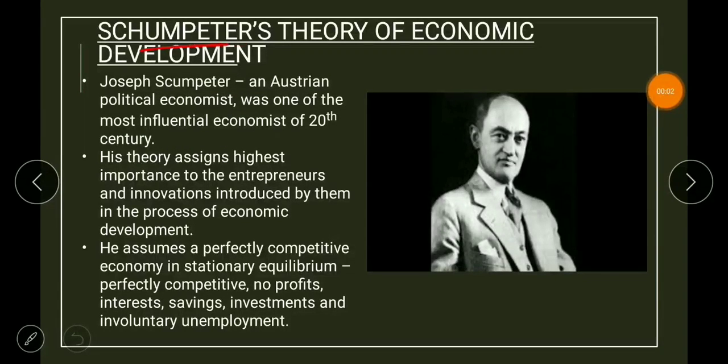Next, we move on to Schumpeter's theory of economic development. Joseph Schumpeter was an Austrian political economist. He was one of the most influential economists of the 20th century. In his theory, he assigns the highest importance to the role of entrepreneurs and the innovations introduced by them in the process of economic development. He assumes a perfectly competitive economy in stationary equilibrium, that is, an economy which is perfectly competitive with no profits, interest, savings, investment, and involuntary unemployment.